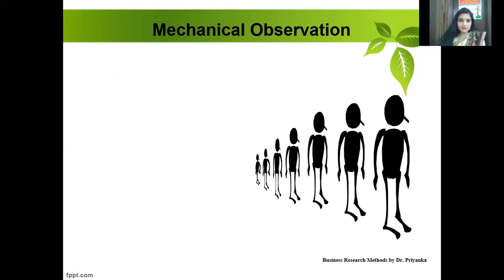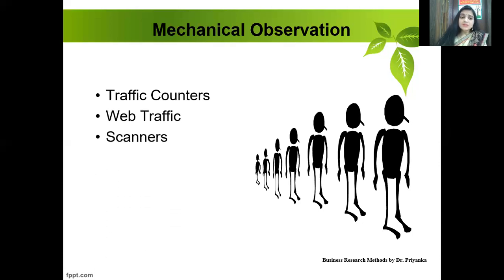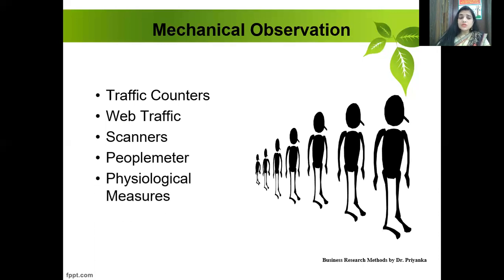Then mechanical observation. Again, as we just discussed in our previous slides, mechanical observation is basically done through mechanical objects, right? These mechanical objects are traffic counters, web traffic, scanners, people meter, physiological measures. Traffic counters, how would you count traffic?